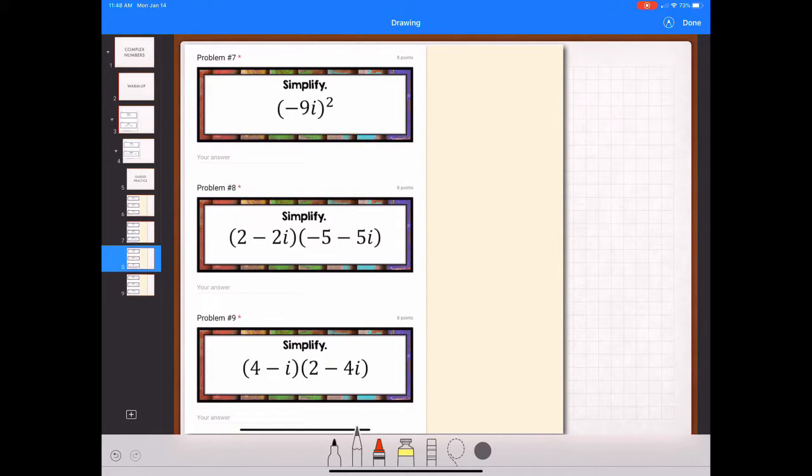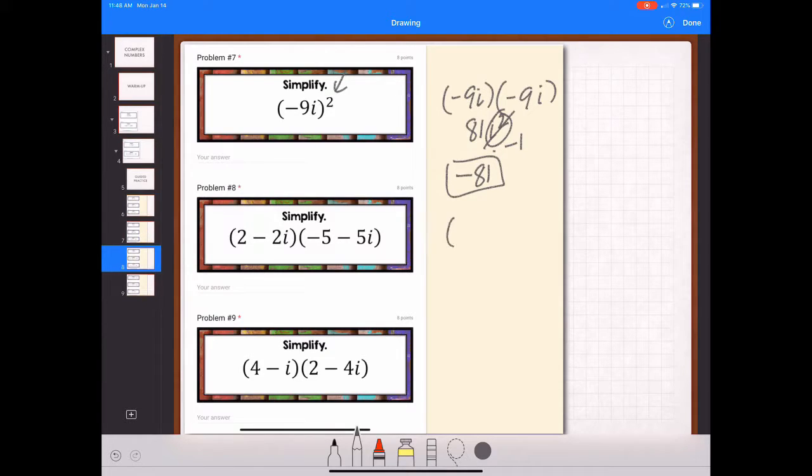Problem number 7. This right here, the squared, that indicates that you want to write this out 2 times. Negative 9i times negative 9i. Negative 9 times negative 9 is 81. i times i is i squared. i squared is the same as negative 1. Multiply the 2 and you get negative 81.